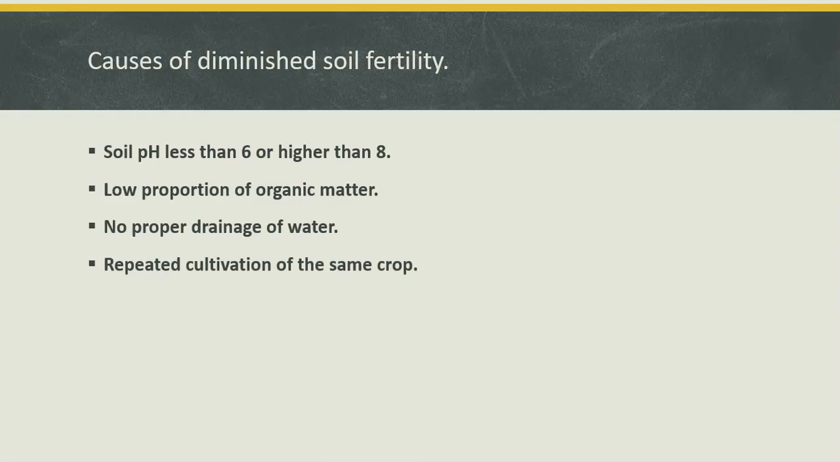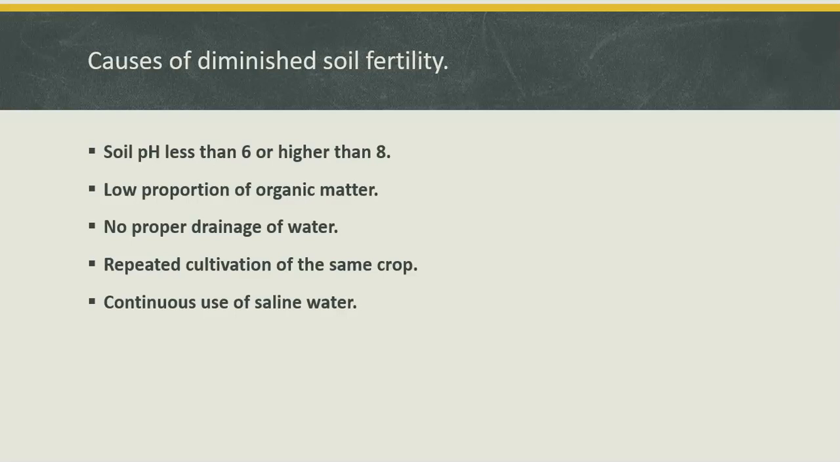Repeated cultivation of the same crop. What happens here is, if in a particular field we keep on planting the same crop, that crop is going to take the same amount or a particular type of nutrients, and that soil will then lack those nutrients. So that is why farmers use something called crop rotation. It means that in a year they plant 2-3 types of crops in that same field. You'll study about it in detail a little later.